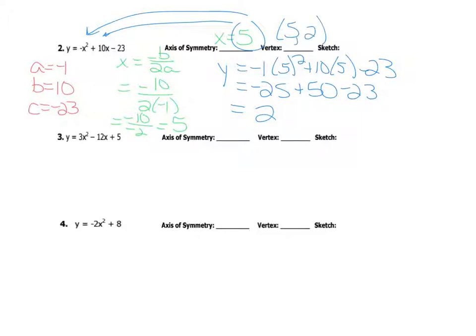The x value is 5. The y value is 2. When I sketch, I say 1, 2, 3, 4, 5, 1, 2. There's my vertex. I look. a is negative. That means this parabola is going to point down. So I do a little downward parabola. There's my axis of symmetry, and I've sketched it.